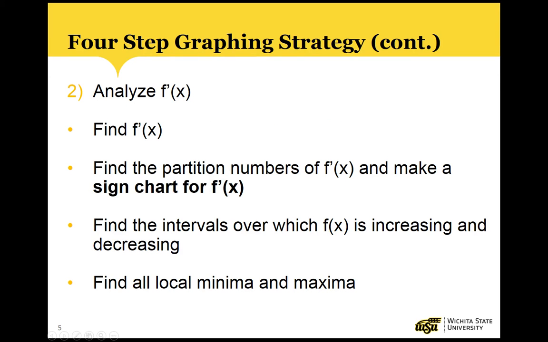Step 2 involves analyzing the first derivative of the function, f prime. First, we'll need to calculate the derivative f prime, and then we'll need to find the partition numbers of f prime and make the sign chart for the first derivative. Using this sign chart, we're going to determine the intervals over which the function f of x is increasing and decreasing, and also determine the local minima and maxima of the function.